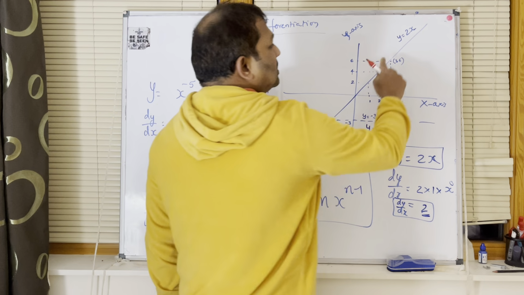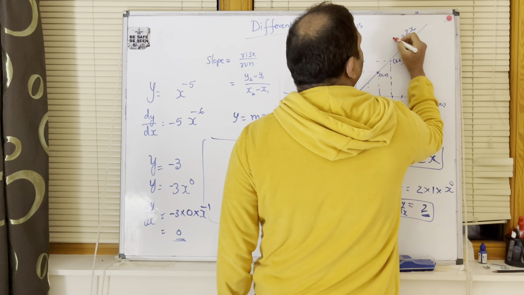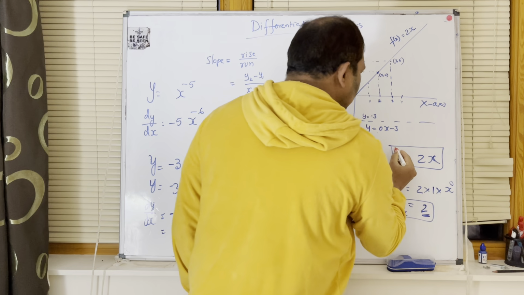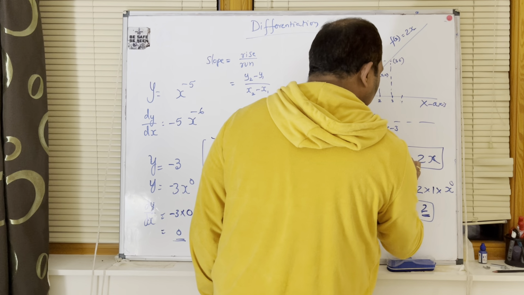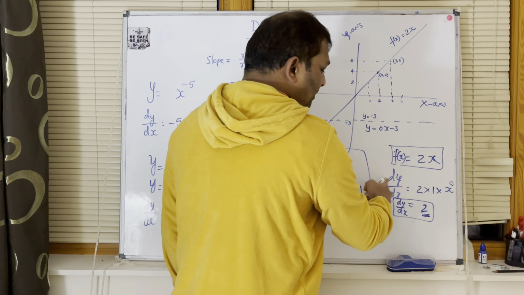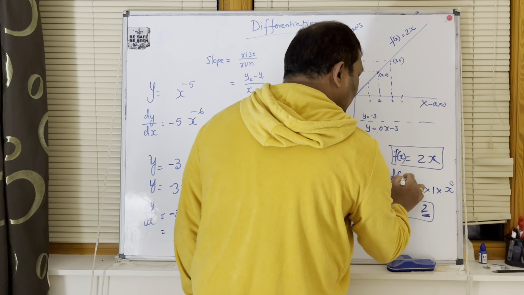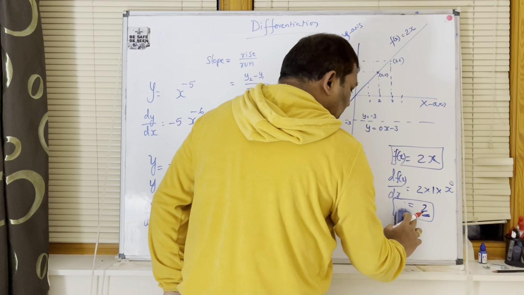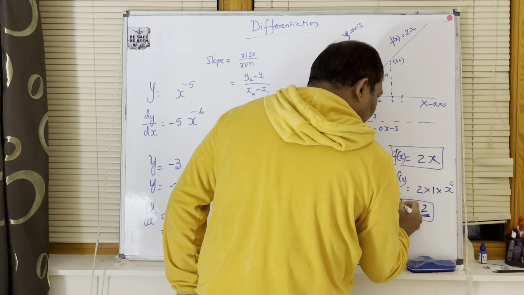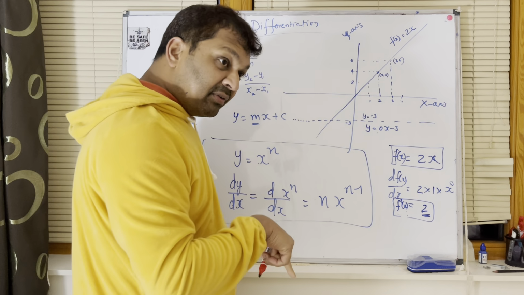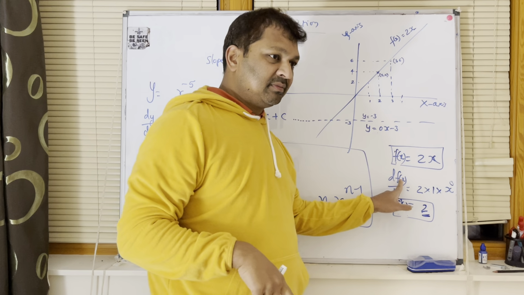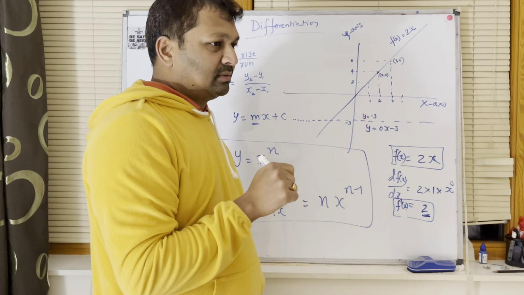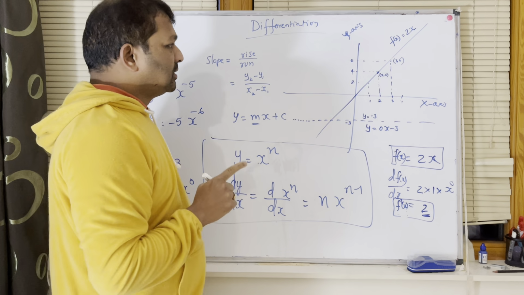Instead of y, you can also say f of x. Some people say f of x also. Differentiation of f of x. Instead of writing dy by dx, in your textbook it is written as f dash x, which is the differentiation of y, which is the differentiation of f of x. That's the concept of it.